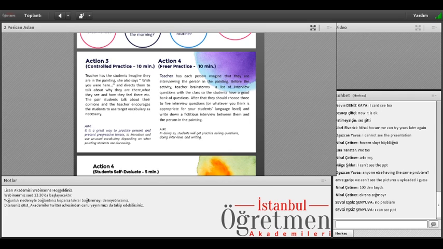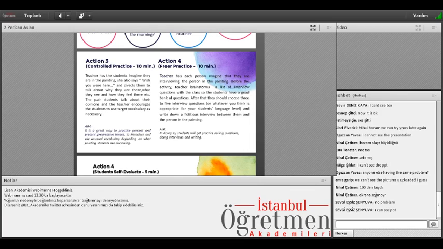What is the aim? It's a great way to practice present and present progressive tenses, to introduce and use unusual vocabulary depending on what painting students are discussing.